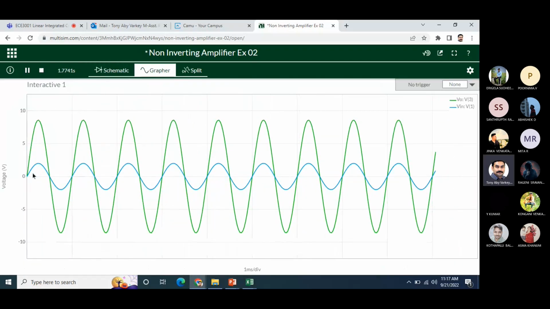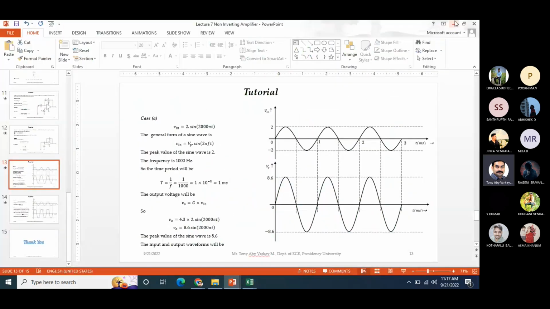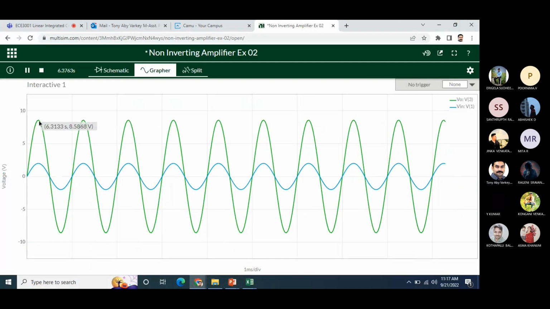So this is the input. You can see 2 volt peak input. Peak output is 8.6 something. Our expectation is 8.6. You are getting 8.58. So okay, is it clear? Green is the output and blue is the input. You can see that there is no inversion because whenever the input is positive, output is also positive. Is it clear?